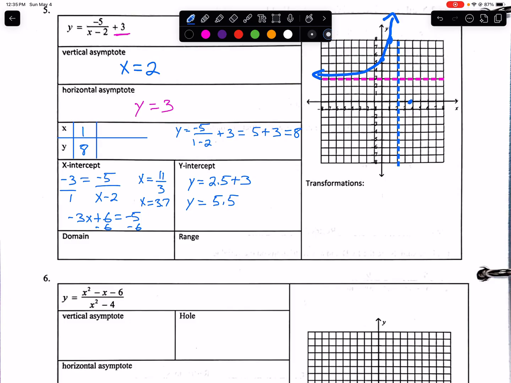Oh, oops. Like it goes down. Yeah, the asymptotes constrain it, and the graph always goes right next to them. Okay? And then this one. So then we're going to plug in what? 3. Yep. So then y equals -5 over 3 minus 2, plus 3. -5 over 1, plus 3. -5 plus 3. So -2. Perfect.